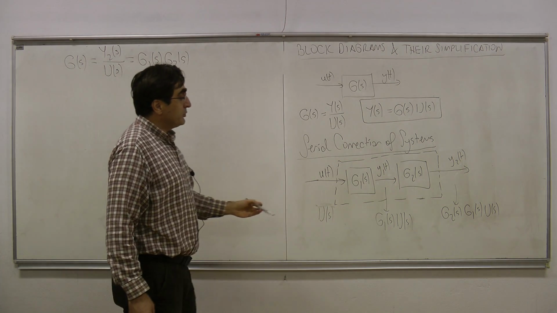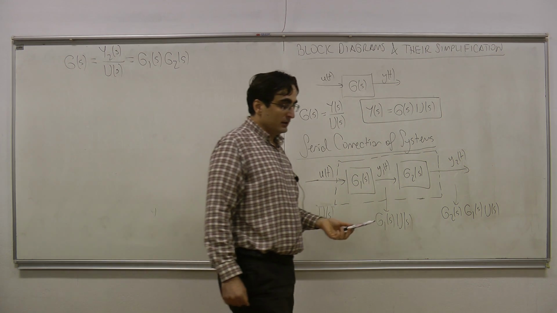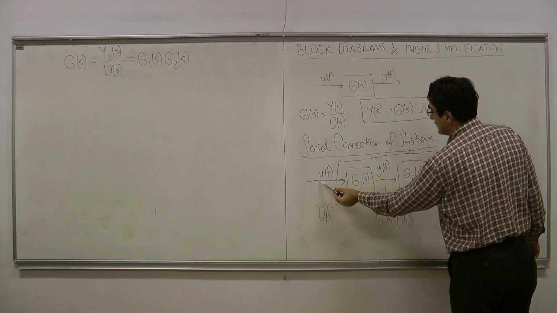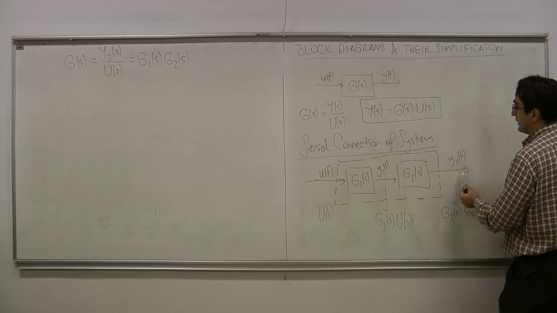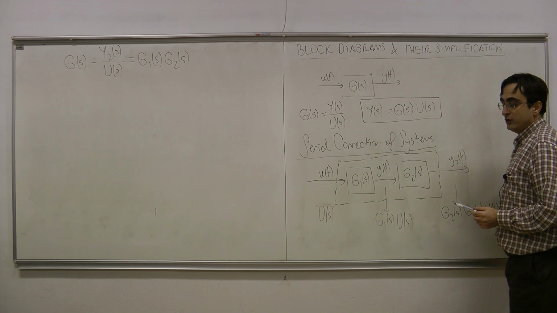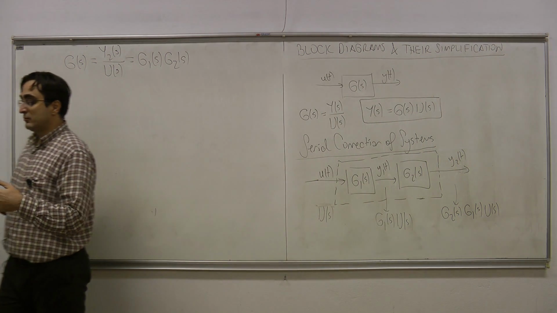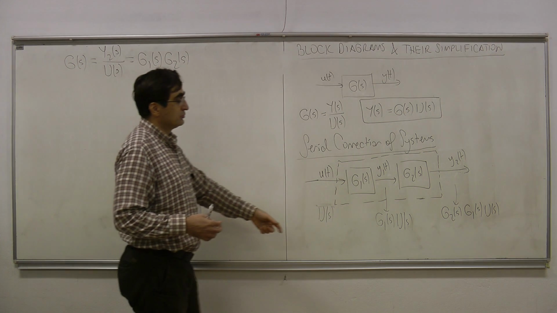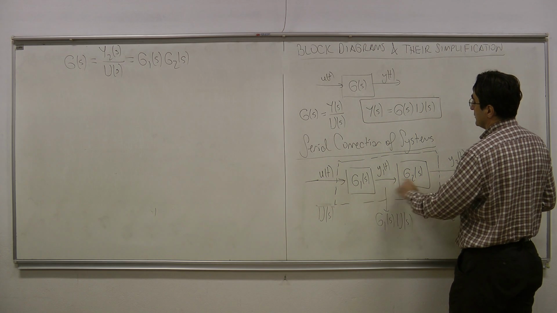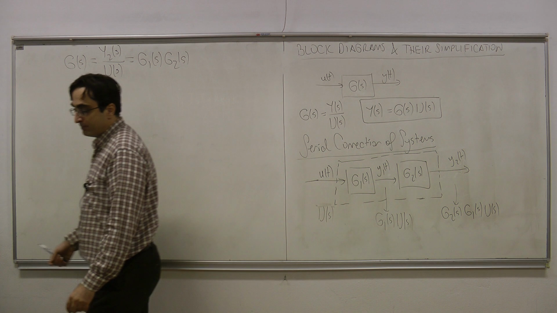Okay? So when you have a serial connection of two systems, then the overall transfer function of that connection from this input to the final output here is going to have the transfer function g1 times g2. Okay? When you connect the systems by giving the output of the first one to the input of the second one, then the transfer function of the overall system is going to be the multiplication of these two transfer functions.